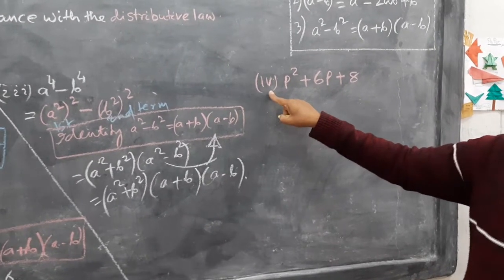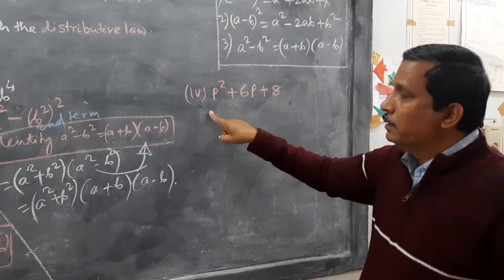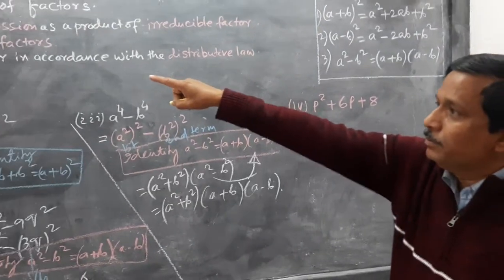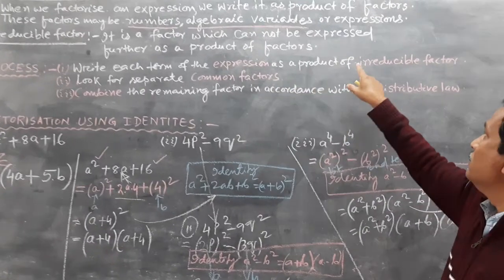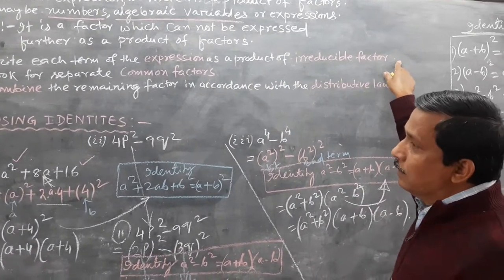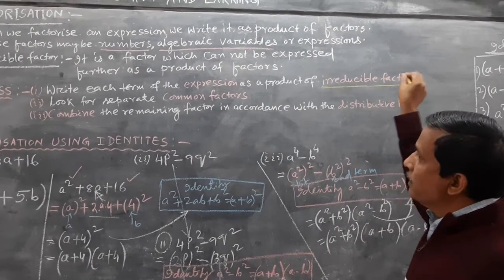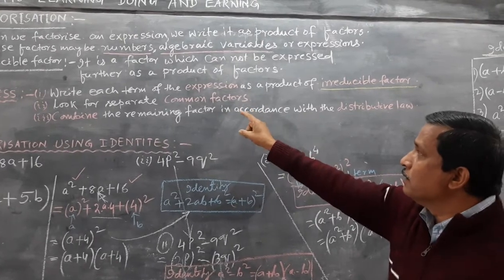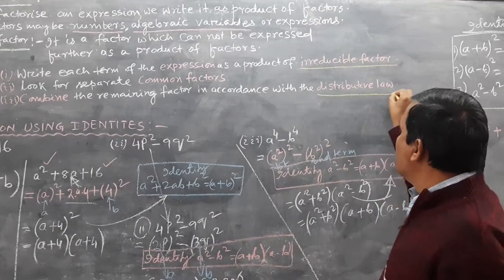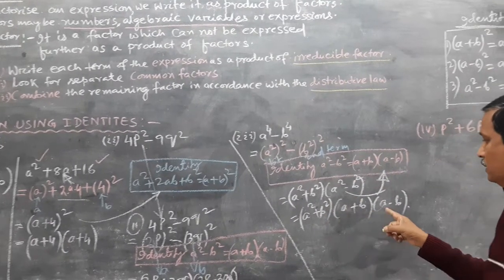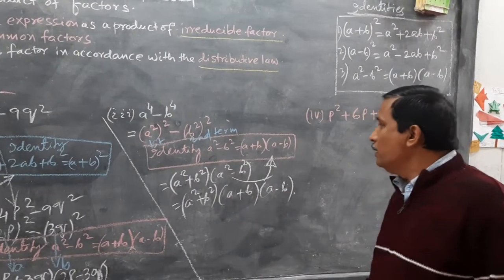Now we will solve by another method, because I have already told that the process is of three types. First, write each term of the expression as a product of irreducible factors. The first one that is given, we have to write in irreducible factors. Next, look for separate common factors. Then combine the remaining factors in accordance with the distributive law. According to the distributive law, you take or combine together.